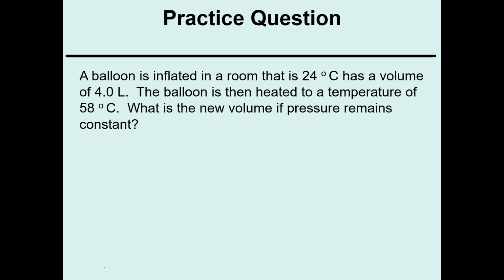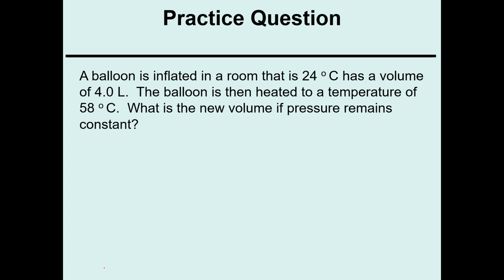A balloon is inflated in a room that is 24 degrees Celsius and has a volume of 49 liters. The balloon is then heated to a temperature of 58 degrees Celsius. What is the new volume if pressure remains constant?